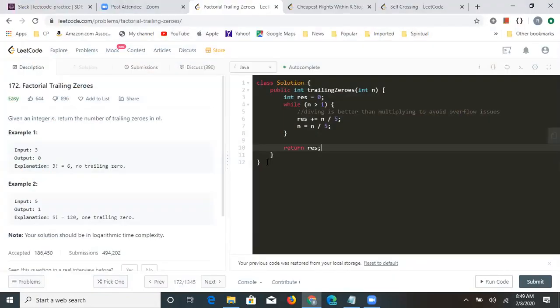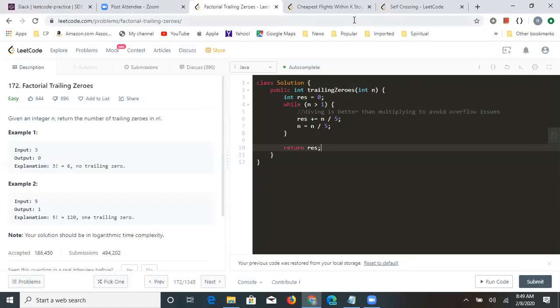So basically, when we are dividing n repeatedly by 5, we are handling such cases when we get 25 or 125 or 625. We are handling those cases by line number 7, I guess. Am I right? Yes, right. Okay, thank you.